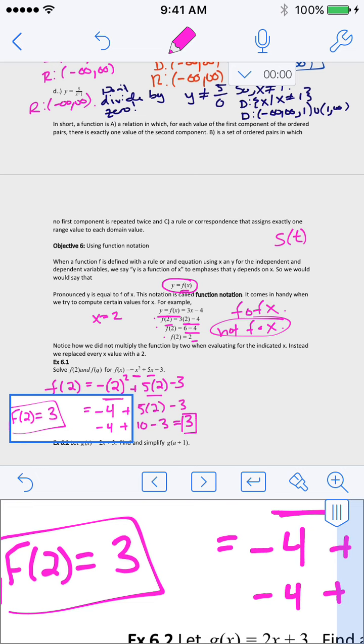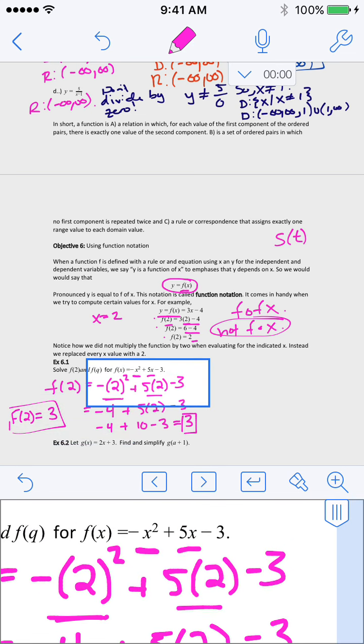Yeah, don't go so fast you make stupid mistakes like that, right? Even Miss K makes mistakes. Alrighty, so that's evaluating.